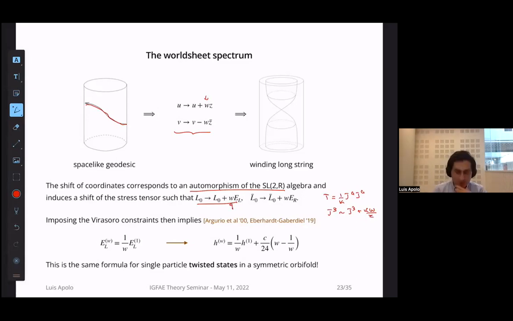Now, if you impose the Virasoro constraints, meaning if you impose the mass shell condition, then you will find the following relationship between energies where the winding is turned to be an arbitrary value, and the energies when the winding is 1. And this formula here is very interesting because this is nothing but the conformal weight of a twisted state in a symmetric orbifold. Okay, so this formula plays an important role in this conjecture that the long string sector of string theory in AdS3 is dual to a symmetric orbifold.